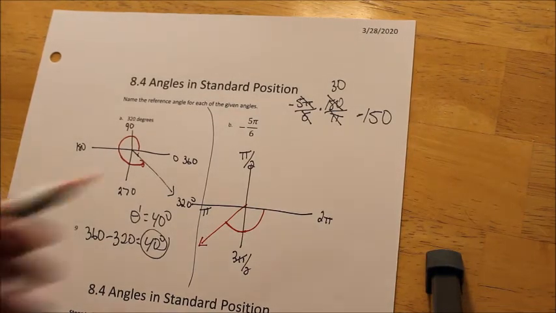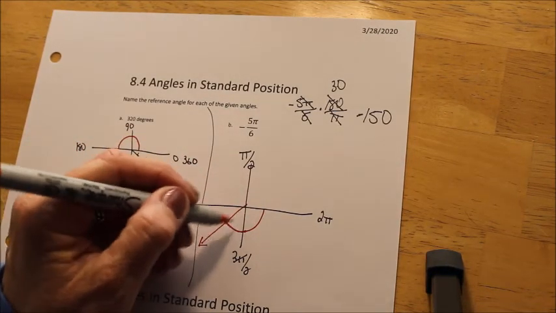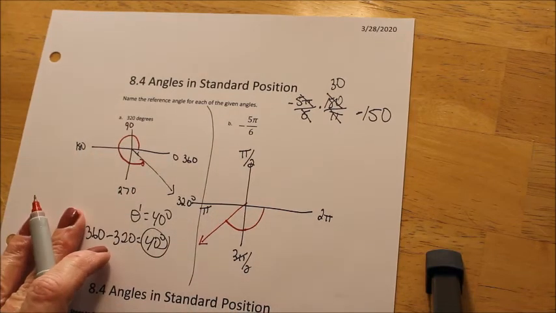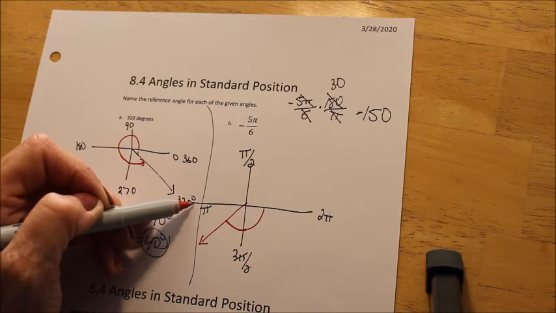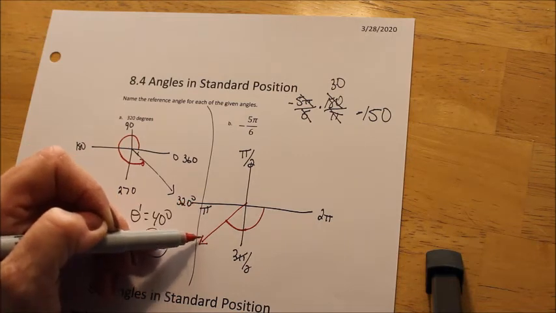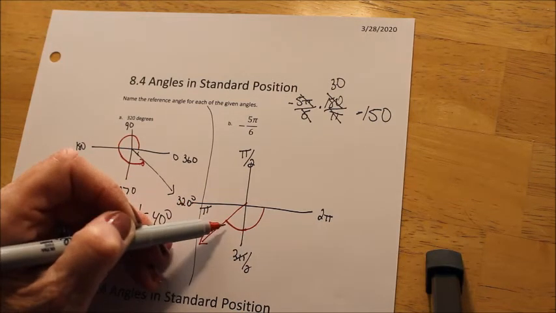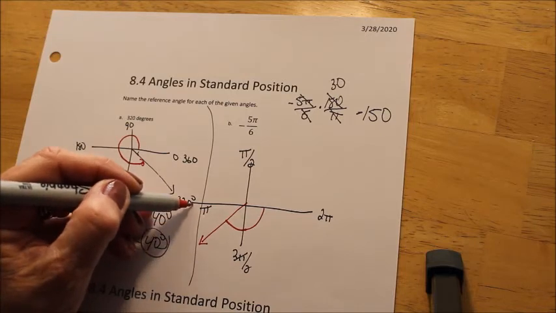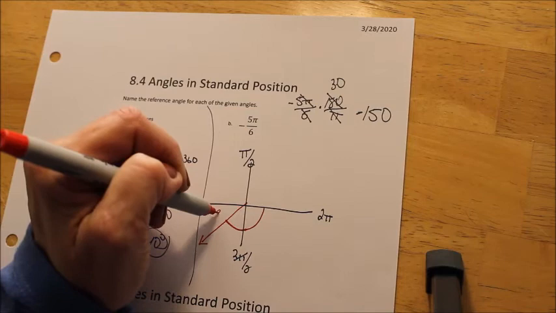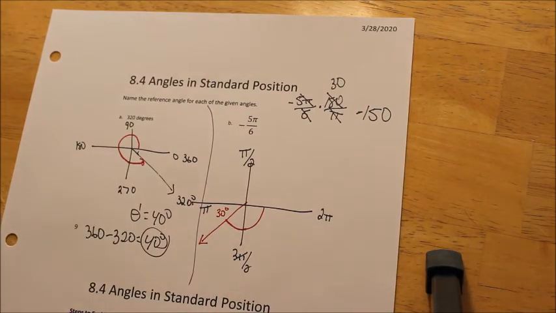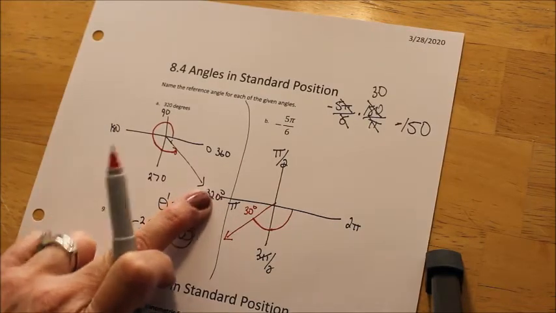Now, how far away? Here I am at 150 degrees, right? How many more degrees would I need to get up to the 180? Don't make this too hard. I would need to go 30 degrees more, right? 30 degrees more to get me up to the closest horizontal.